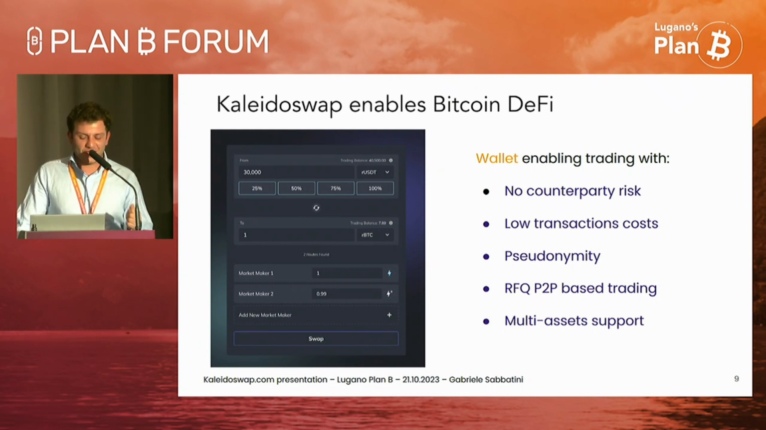Plus, no KYC, at least in the beginning. And then low transaction cost when it comes to settlement. You can keep trading and settle with the counterparties without having a huge transaction cost. Then pseudonymity. Plus, you can have a model that is request-for-quotation based, so you can freeze the price and have all the advantages mentioned beforehand. And then you can support multi-assets, meaning you can trade an RGB asset against another RGB asset or against Bitcoin, etc.